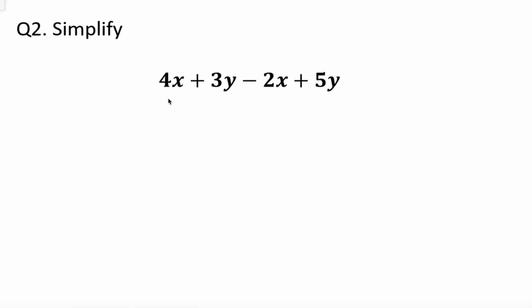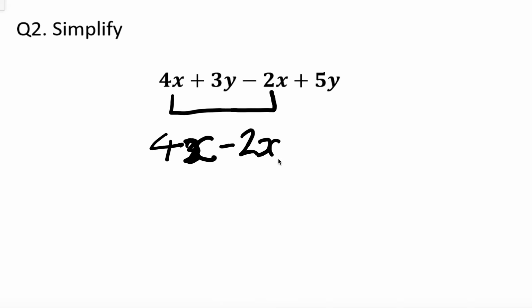So let's have a look. We've got 4x and we've got minus 2x. So 4x minus 2x equals 2x. And what have we got left? We've just got y's left now, haven't we? So we've got those there together.